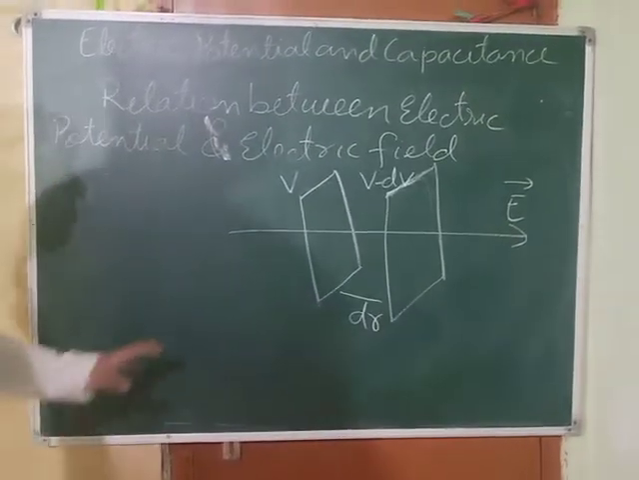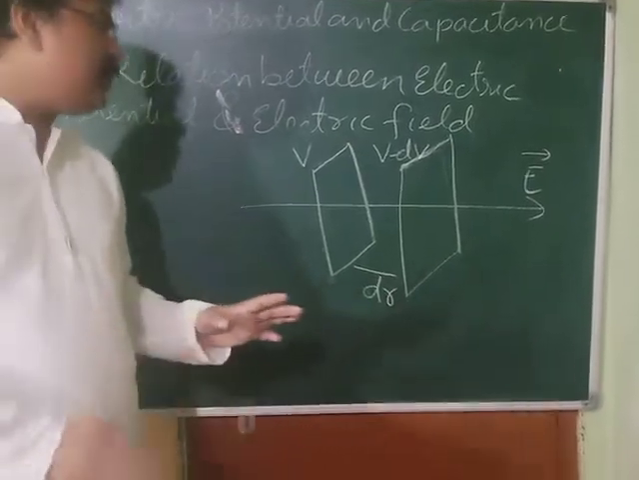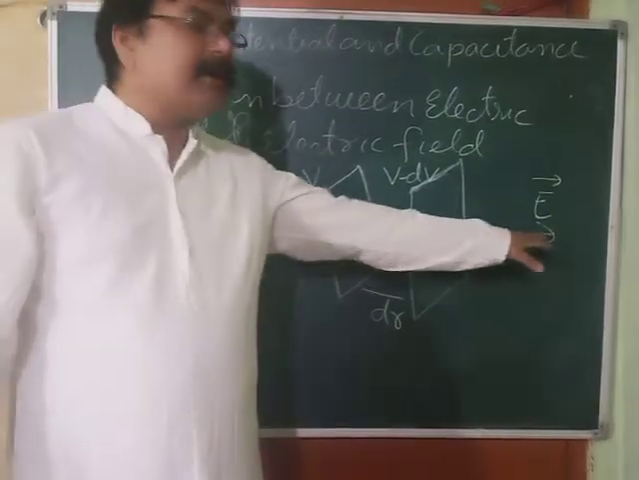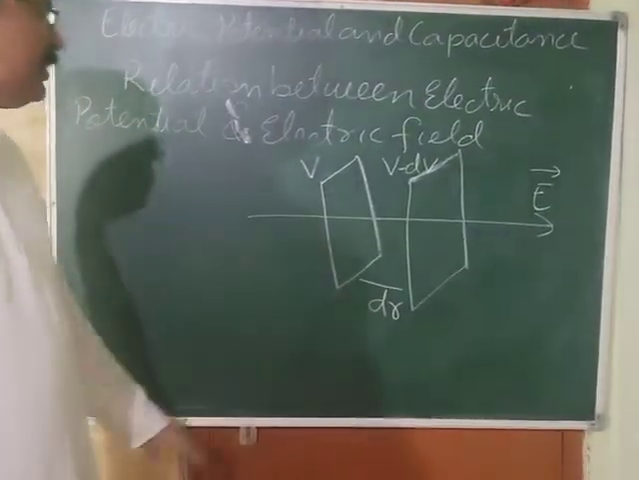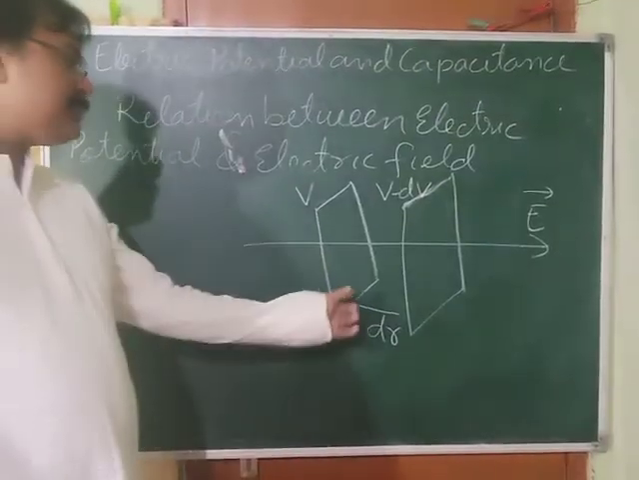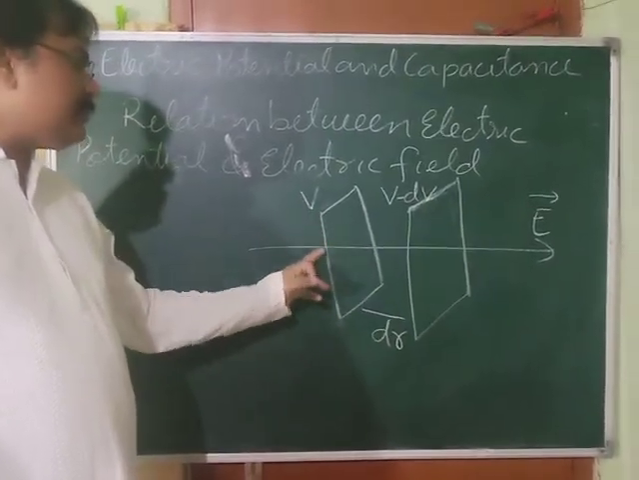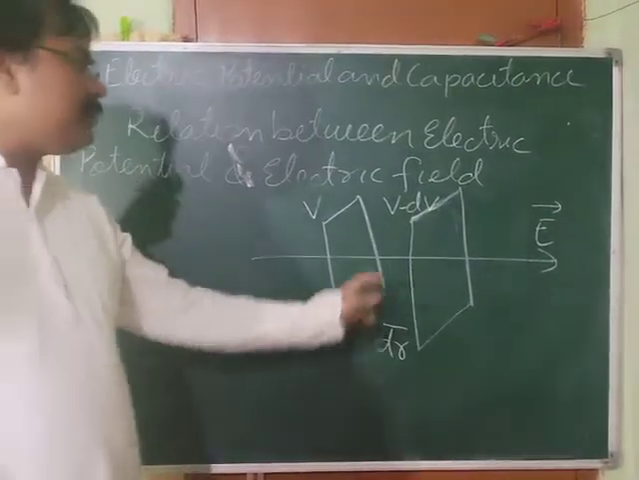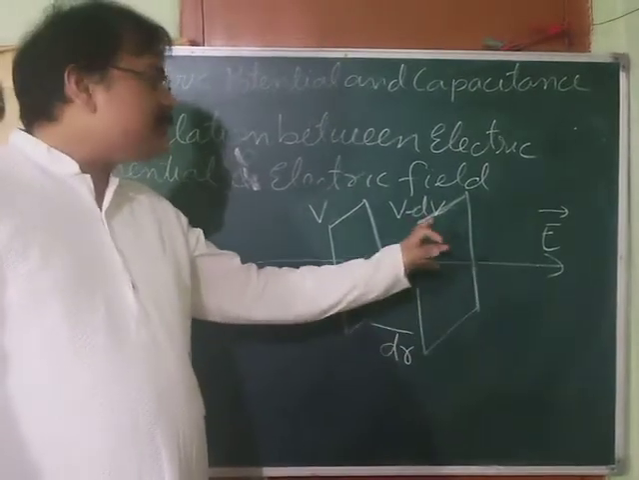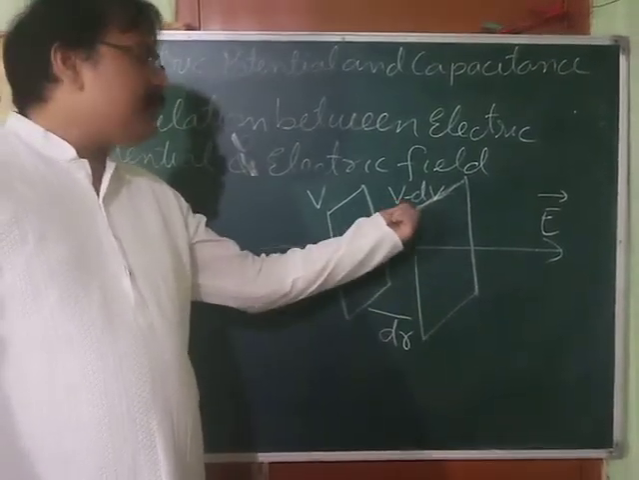So see, as we know, potential decreases when we move along the direction of electric field. This is the direction of electric field intensity, and we have selected two planes. These planes are very closely spaced. Suppose the potential at this plane is V. So what about the potential at this plane? It will be a little bit less than that. So we can write V minus dV.